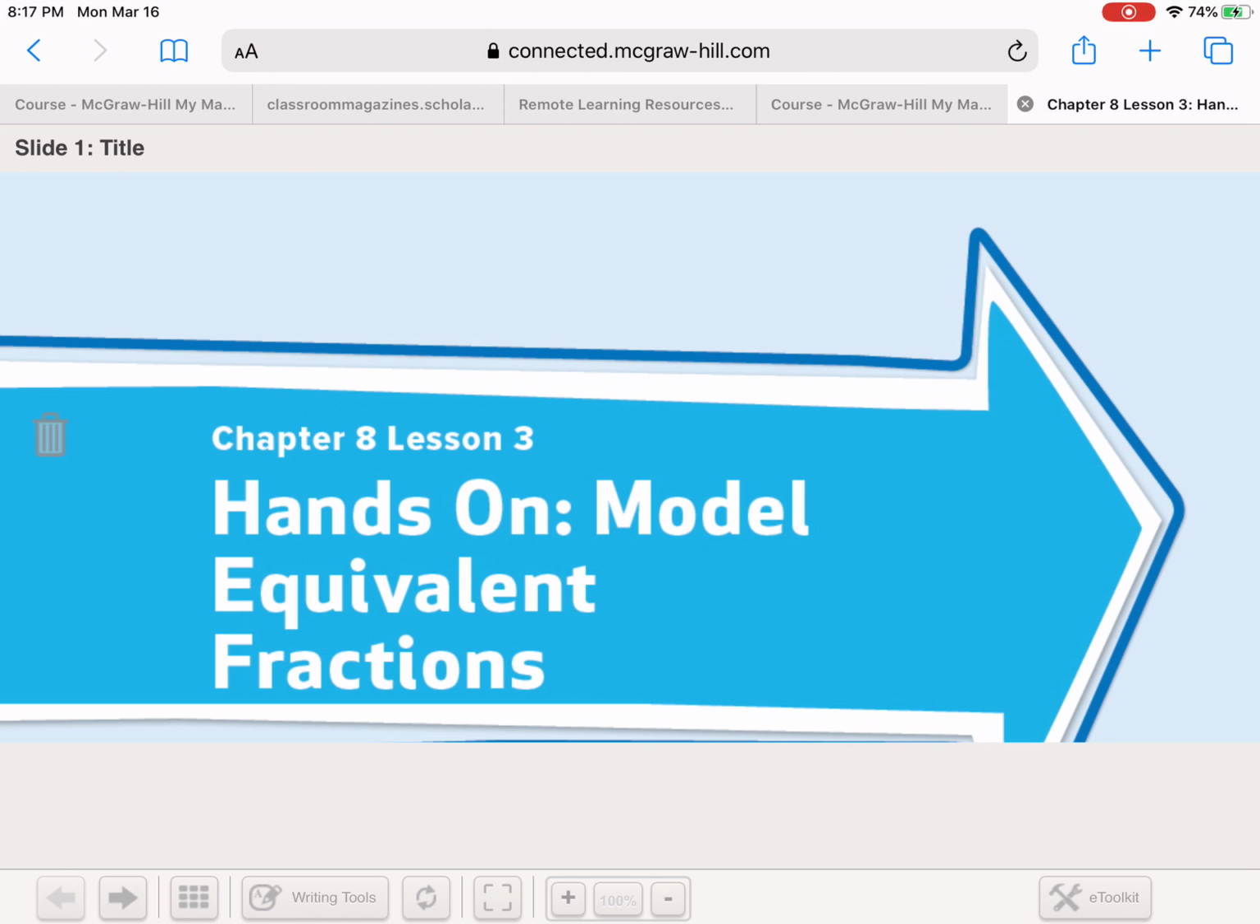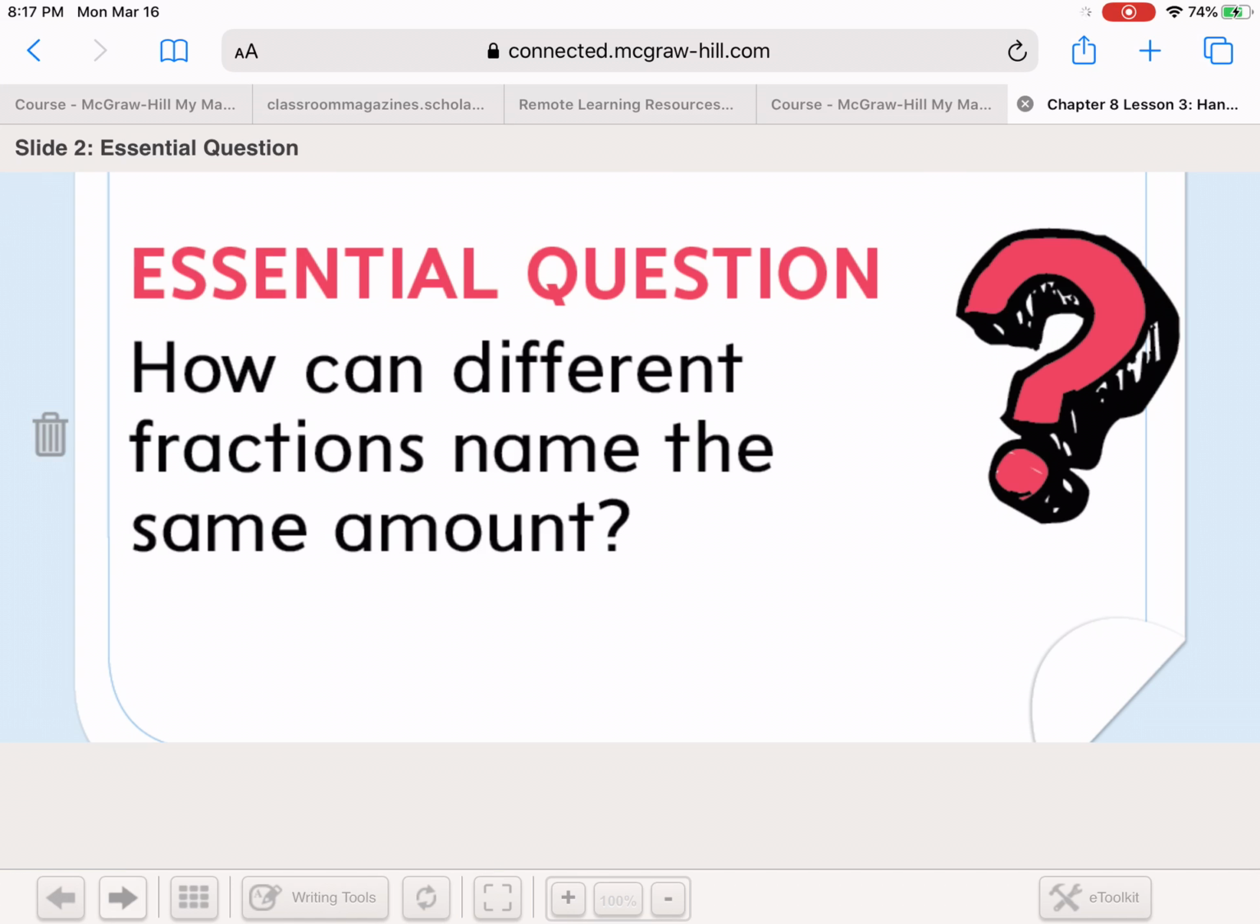Okay, let's get started. Problem of the day. Wait till you see this one. Here's our essential question. How can different fractions name the same amount?